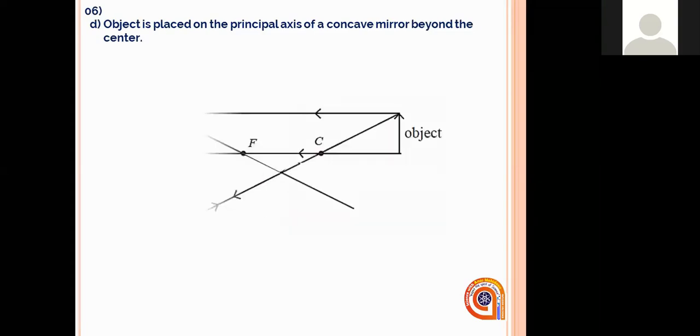Object is placed on the principal axis of a concave mirror beyond the center. Look at the diagram given here. The object is placed beyond the mirror, that is beyond the point C2.